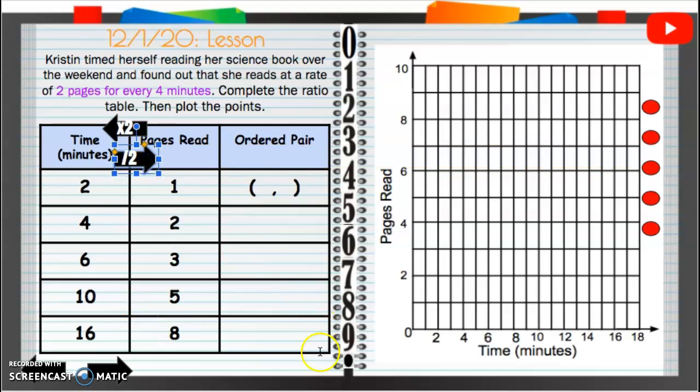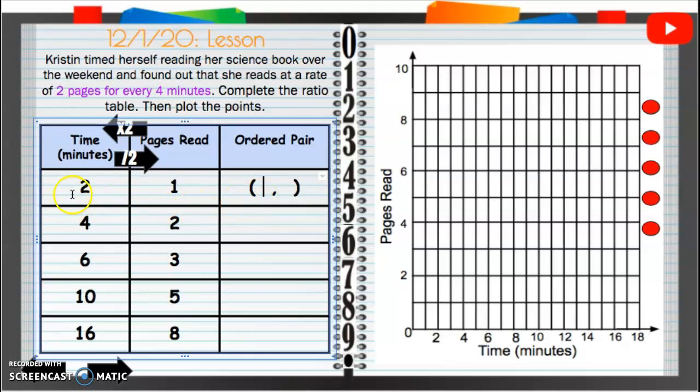All right, so we have our table there. Now, we already have time in minutes is going to be on bottom. That is the X coordinate. And then pages read is going to be the Y. So we have the X and we have the Y. All right, now our ordered pair, X first, remember.